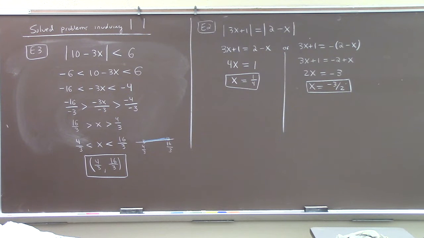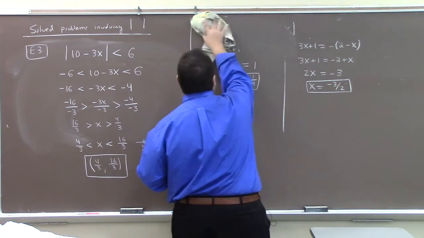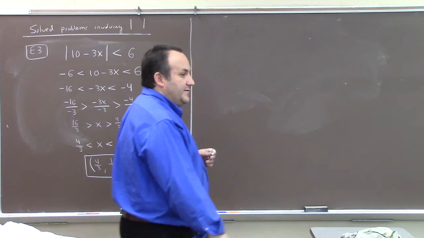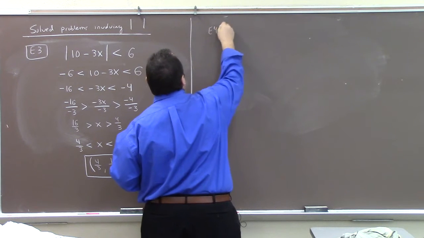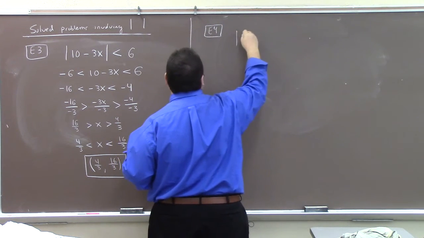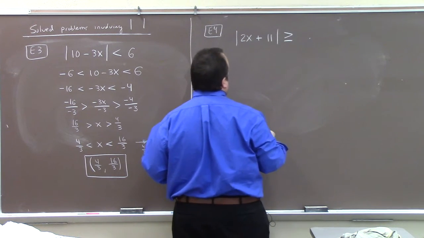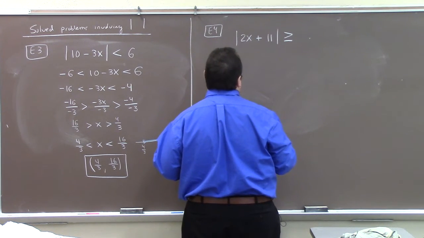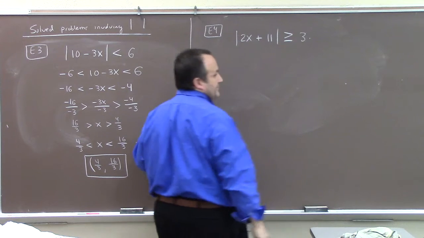Okay. And a good number of the students usually get this. But a lot of students miss what I'm about to tell you, which is when we face similar problems with greater than, it works very differently. So example 4, if I'm going to solve the absolute value of 2x plus 11 greater than or equal to, I don't know, 3. Right?